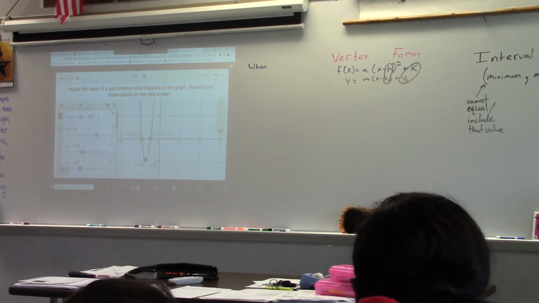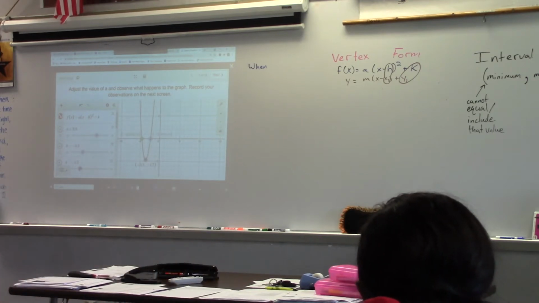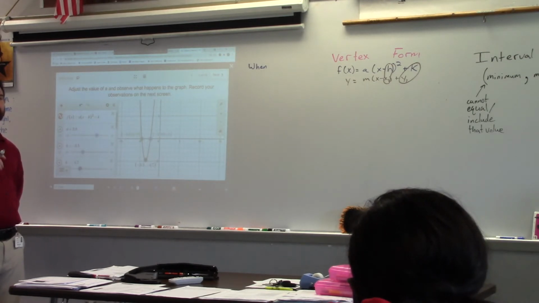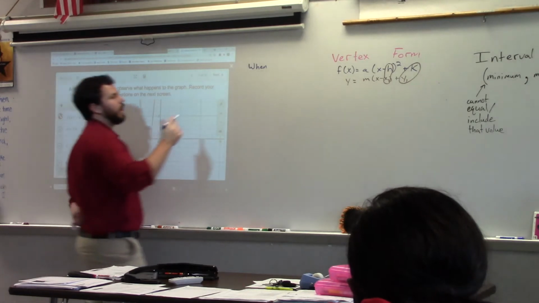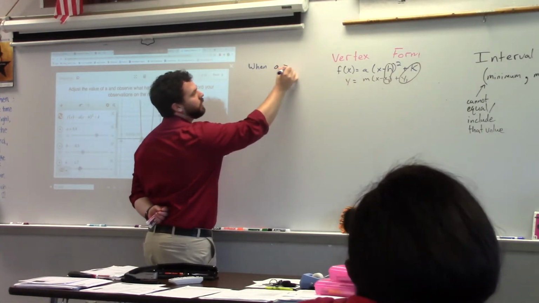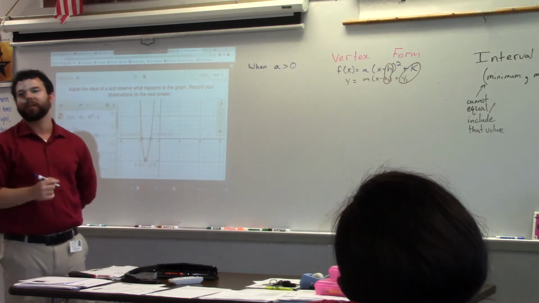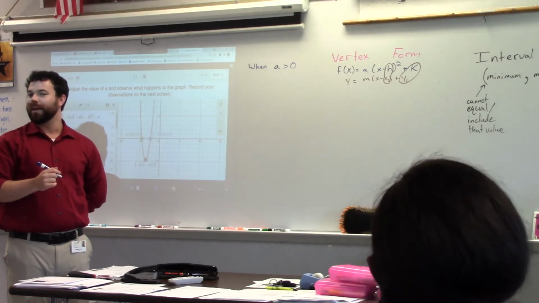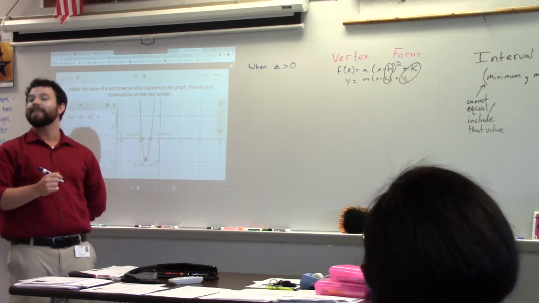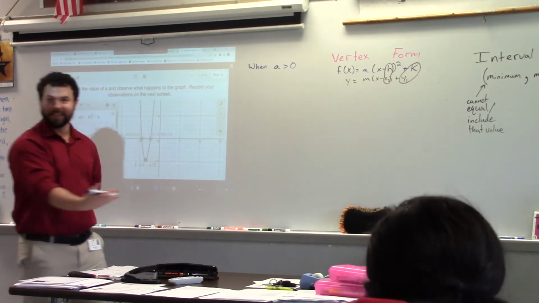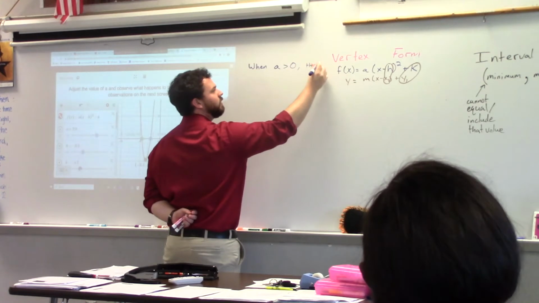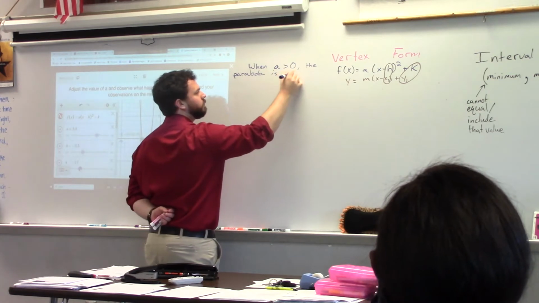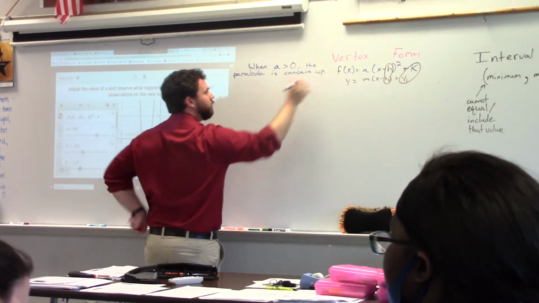It's positive. When it's positive, it's concave up, and when it's negative, it's... Okay, when what is positive? A. Okay, so when A is positive, please note, I'm going to write it this way, because what kind of numbers are greater than 0? Positive numbers. So when A is positive, the parabola is concave up. That's something I want you to focus on.